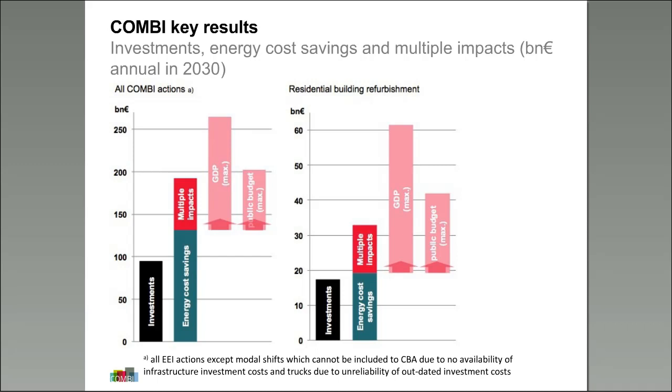On the left side, you see all COMBI energy efficiency improvement actions, and you see that a cost-benefit analysis is already positive if only doing it the standard way, but if we sum up the multiple impacts on top, it changes dramatically the estimation of net impacts. And then, as said, the economic impacts are somewhat difficult to estimate whether they will be actually realized or not, so this is why we put them next to the impacts. But you see that in terms of size, they are potentially very large.